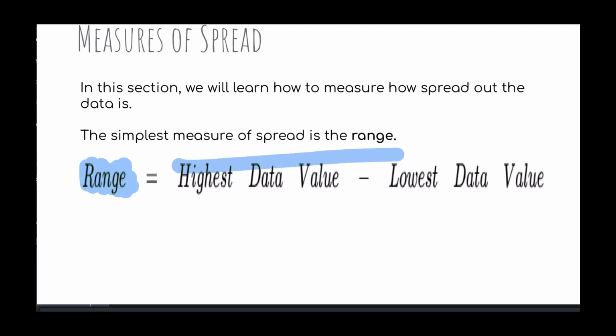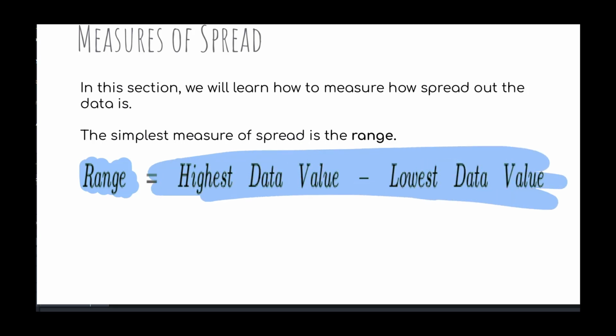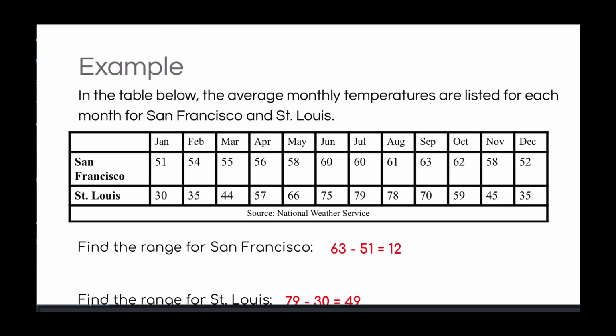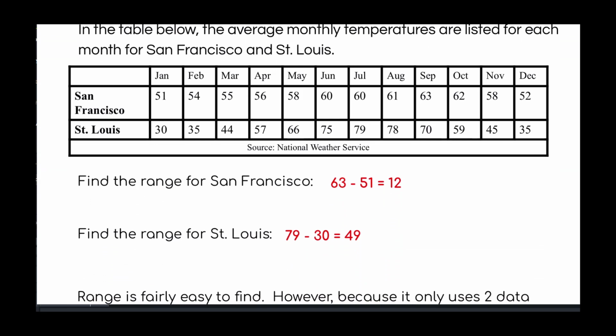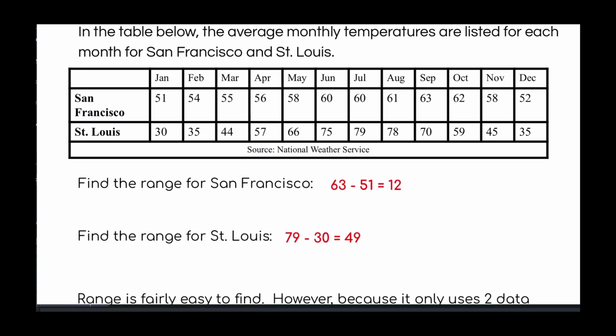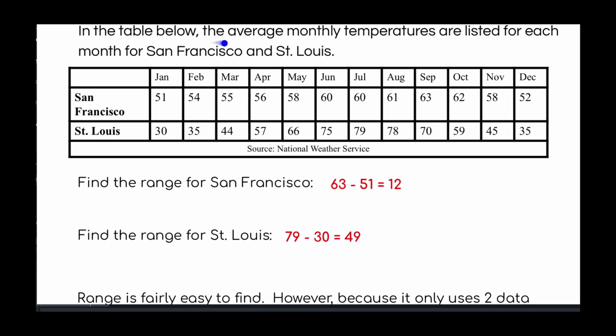So to find range, we subtract the highest number minus the lowest number. So that's all we do to find the range, is just subtract the biggest number in the data set minus the smallest number in the data set. So here's an example, and you can see the answers too. They're just basic subtraction.